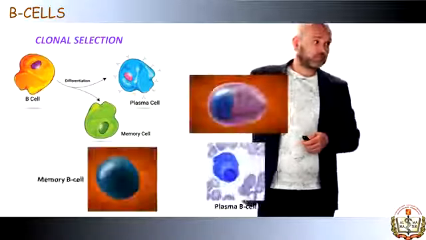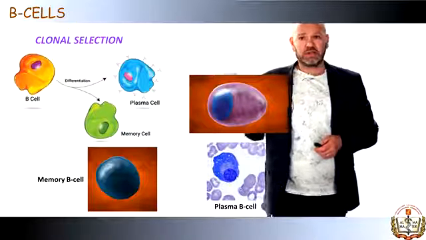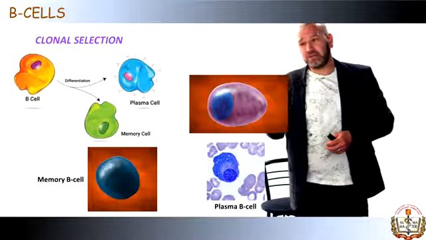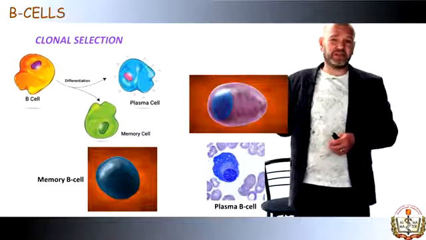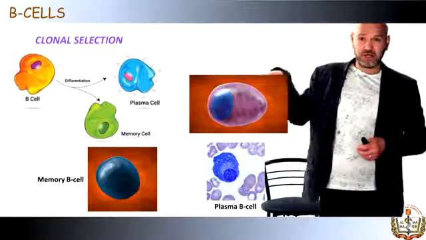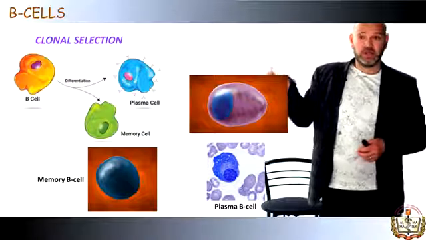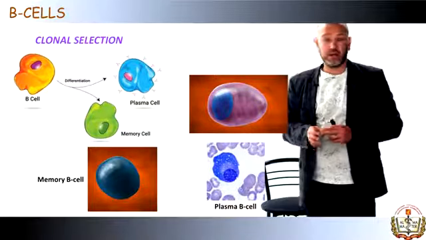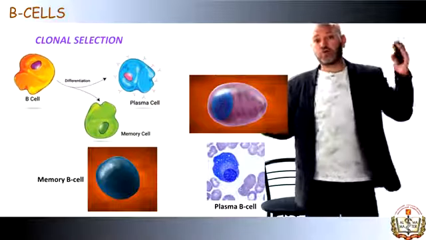So the plasma cell, as you can see here, is bigger in size, but it is very short-living. It lives only for about a few days. And the main task of the plasma cell, or effector B cell, is the production of antibodies. Of course, you should know that. Antibodies will be produced in huge quantities.